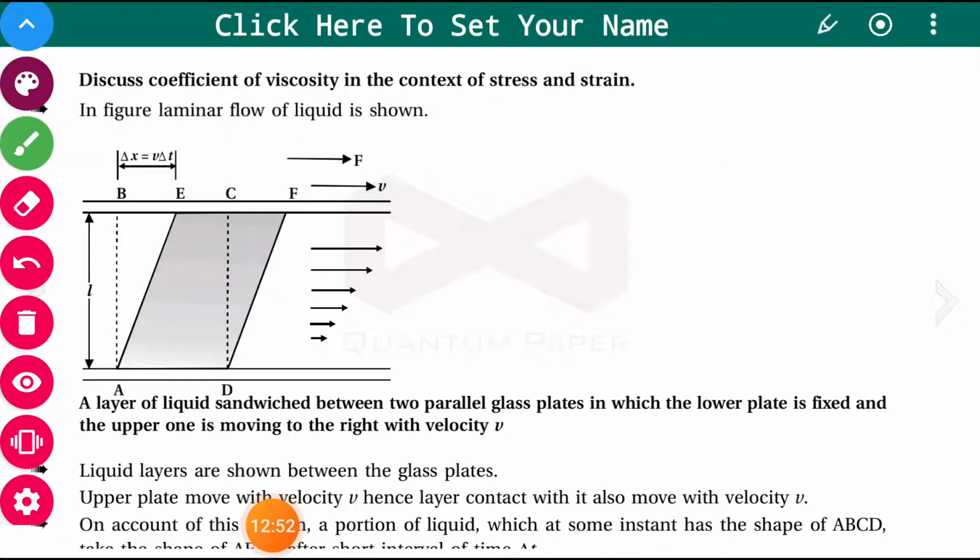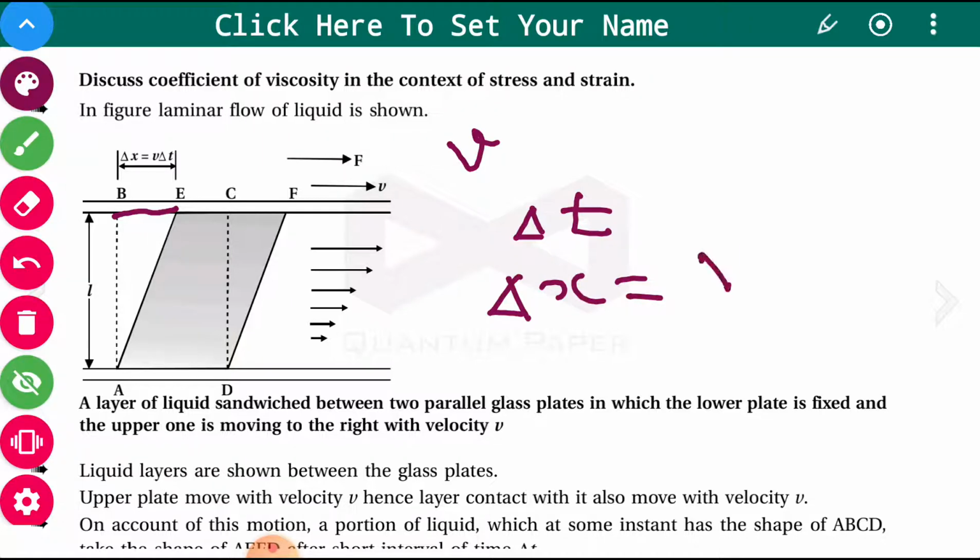Now, coefficient of viscosity in context with stress and strain. When the layers of liquid between the two plates of glass are moving, let the velocity of the upper layer be v. Some distance travelled in a time interval delta t will be delta x, and that delta x is equal to v delta t. That is the distance travelled.